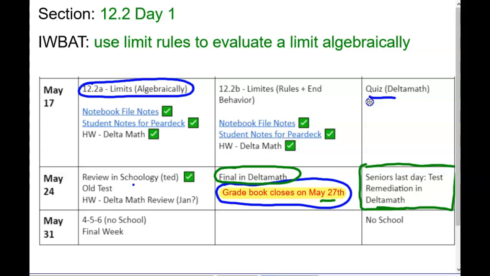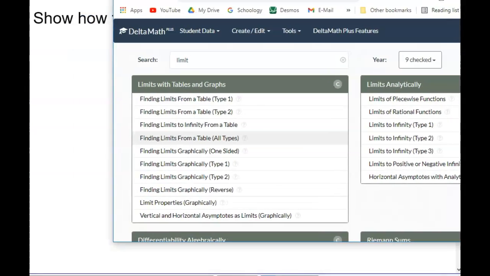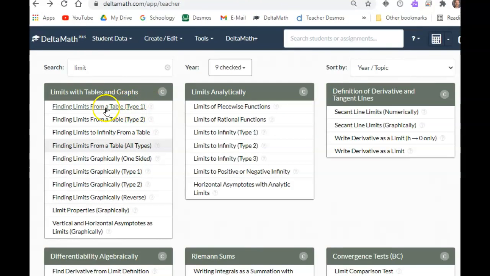Okay, so I was looking through some old homework, and I noticed that we were really struggling with how to do Delta Math and tables, and I will take blame for that. I made an assumption that was definitely not true. So we're going to just quickly confirm this.